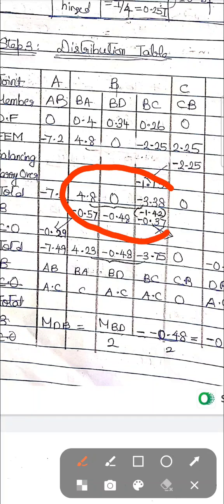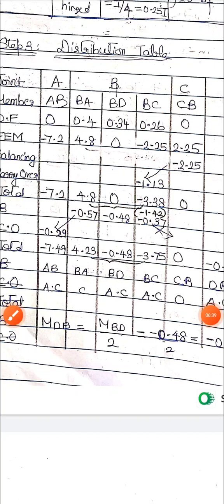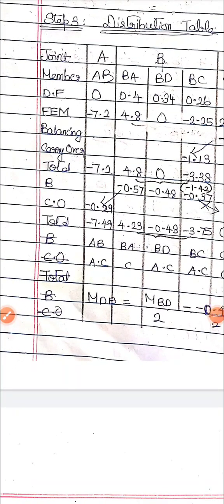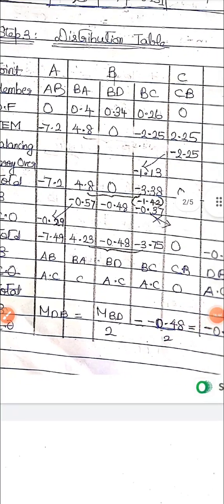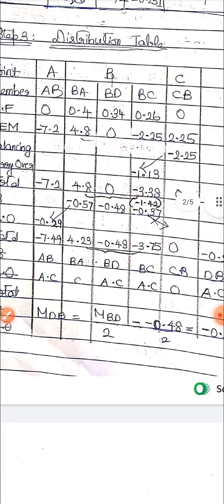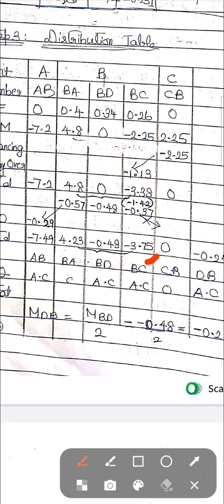Now joint B. At joint B, how many moments are there? 4.0 and 3.38. So just add, what do you get? You get plus 1.42. Then you have to add a negative sign, so brackets minus 1.42. Then minus 1.42 into 0.4, minus 5.57 into 0.34 and into 0.26. So that you have to do. Again carry over. From B to A it can be carried over because A is fixed. Then again total. When you add all the moments at B, you are getting 0. So you can stop in this iteration itself.